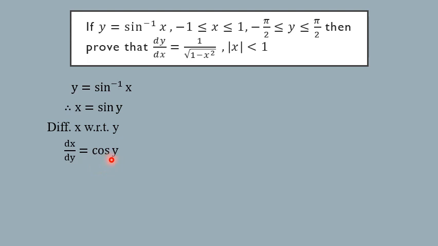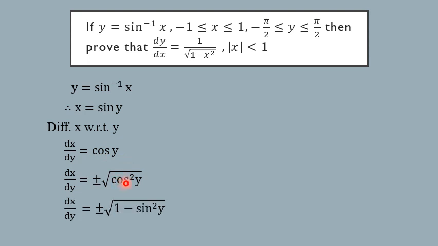Okay, now this cos y can be written as plus minus under root cos square y. So this square and square root get cancelled, and here we get cos y. Again, this cos square y can be written as 1 minus sin square y, but sin y is x, so just replace sin y by x. We get dx by dy is equal to plus minus under root 1 minus x square.